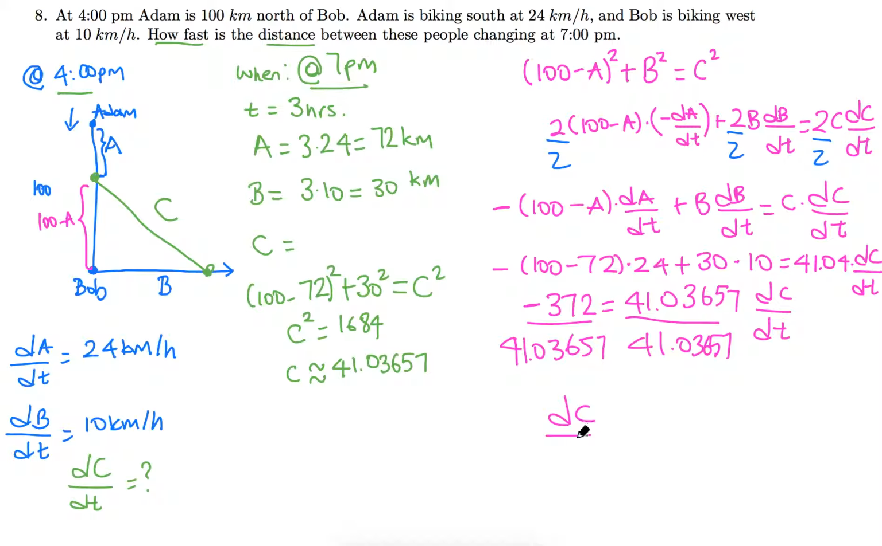So we get dc over dt is approximately negative 19.287 kilometers per hour. So the meaning of negative is that the bikers are actually getting closer. The distance between them is shorter. And it's kind of expected because Adam is biking towards the intersection and his speed is a lot faster than Bob's speed.